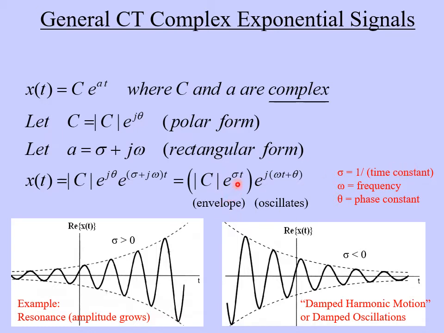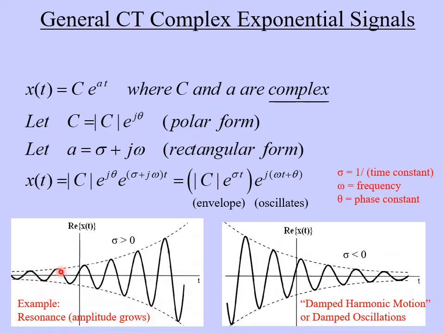If sigma is a positive number, sigma greater than 0, then this envelope here is a growing function. In other words, the amplitude of this signal is getting bigger with time. That's represented by these dotted lines. Notice the amplitude is growing. An example of this is resonance. When we have resonance, we have an oscillating signal that grows in time.